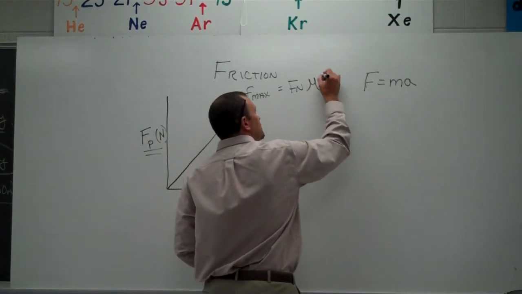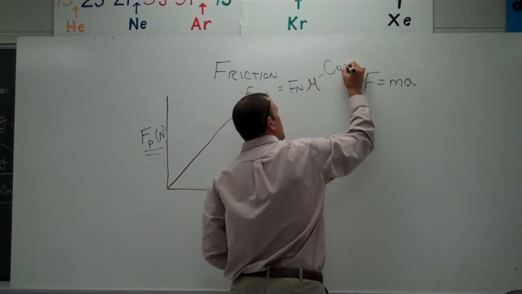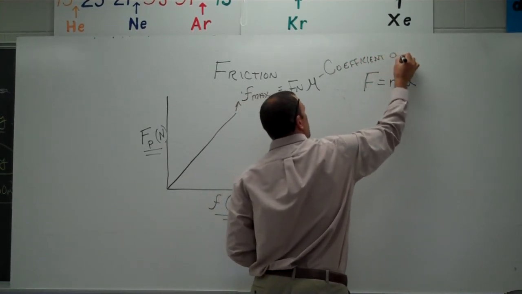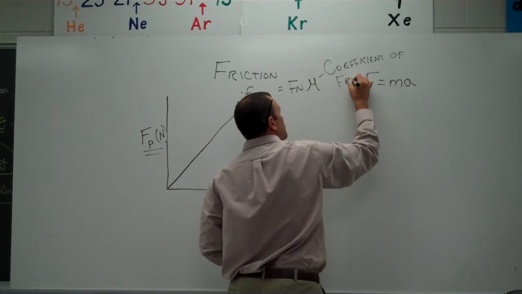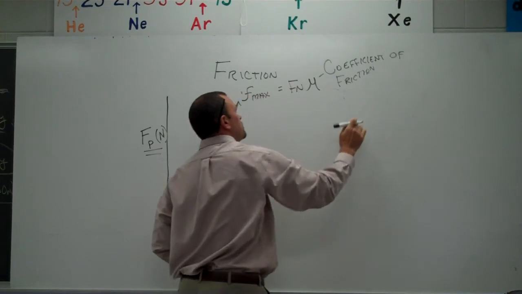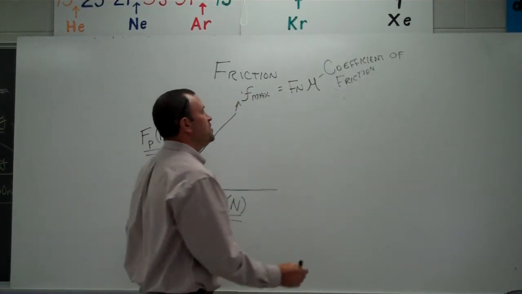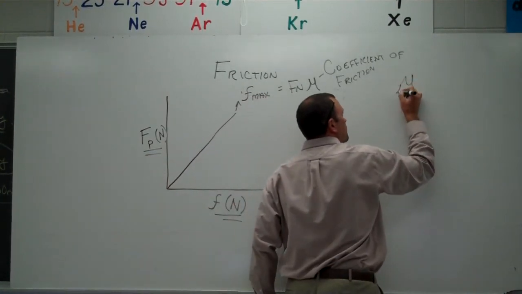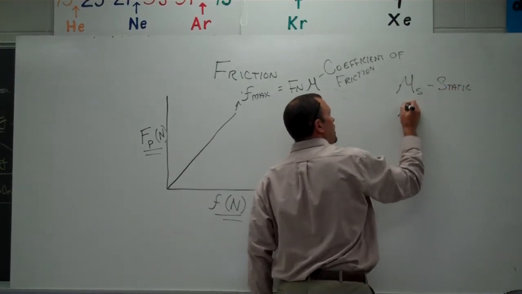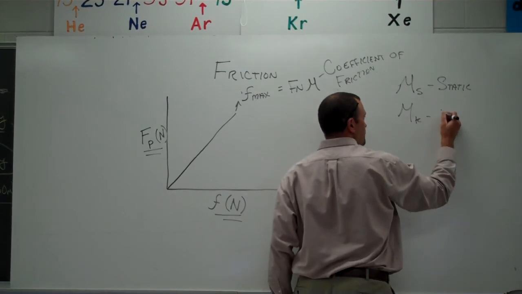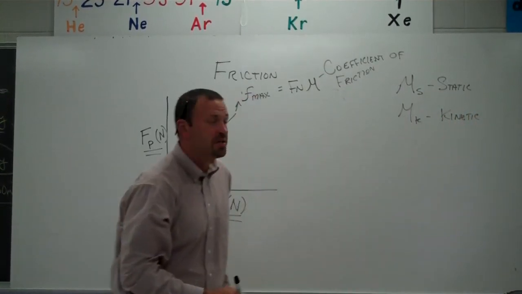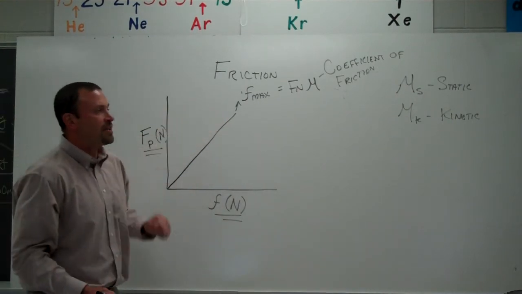And what mu is, is the coefficient of friction. Our coefficient of friction, and there's two different types. There's mu-s for static friction, and that's when it's sitting still and not moving, and mu-k for kinetic. Kinetic, of course, being motion, meaning that it is moving. Okay, so here we reach this maximum friction.